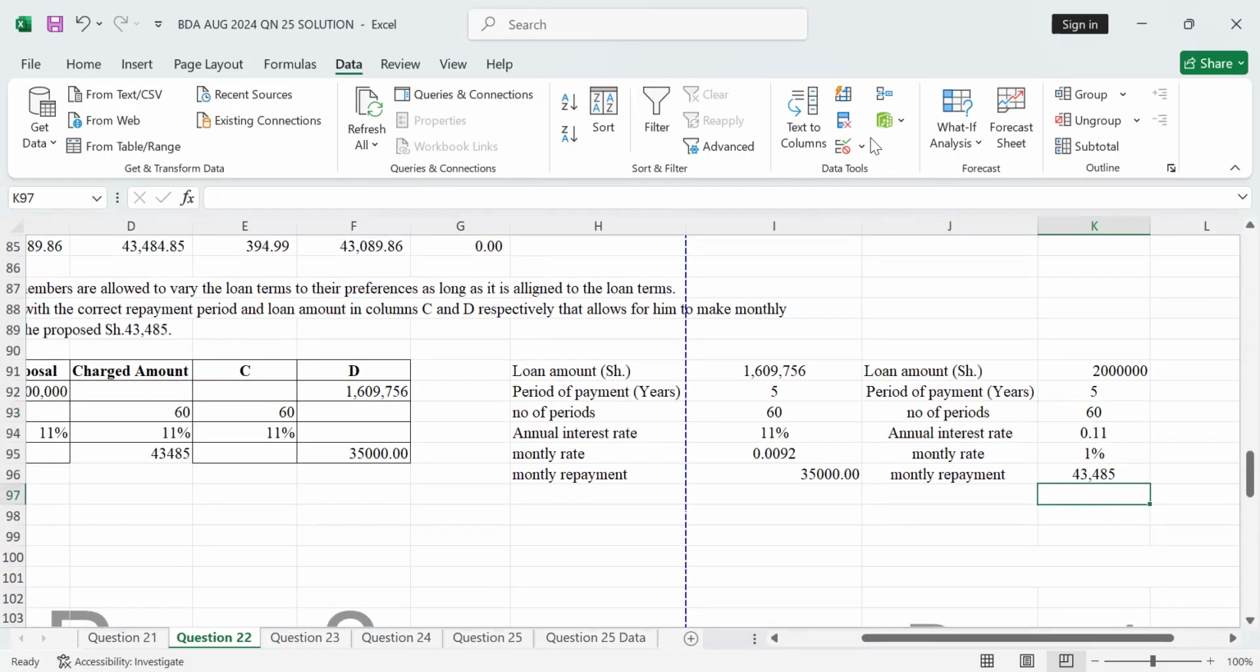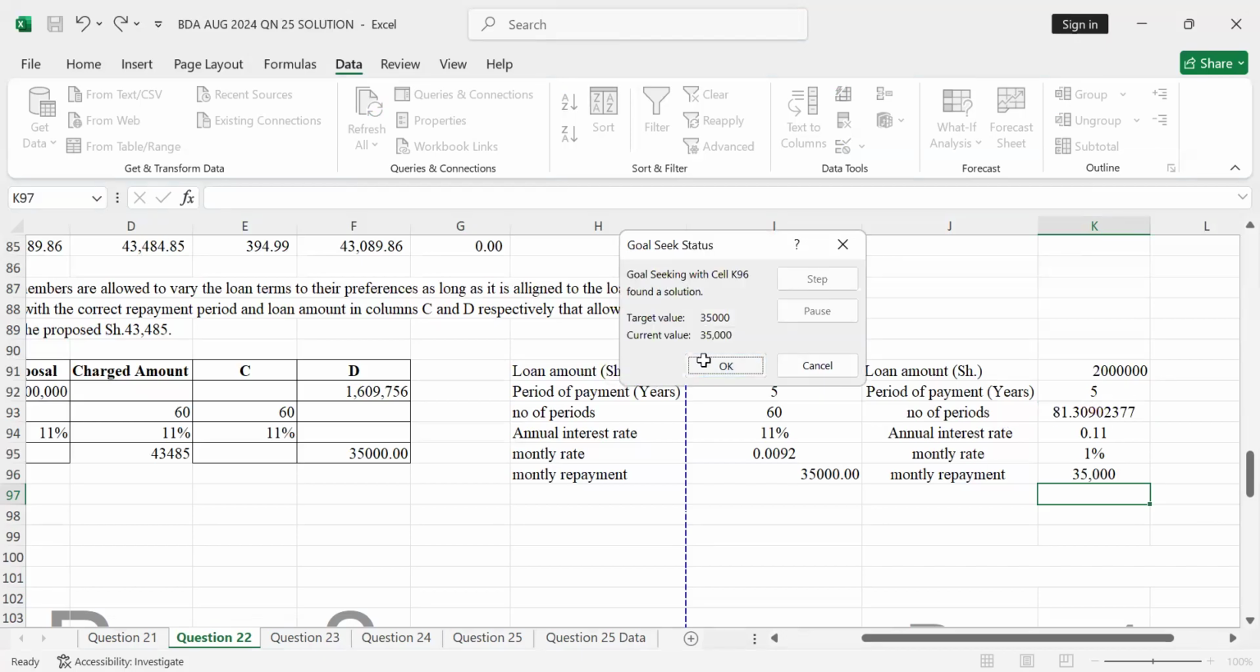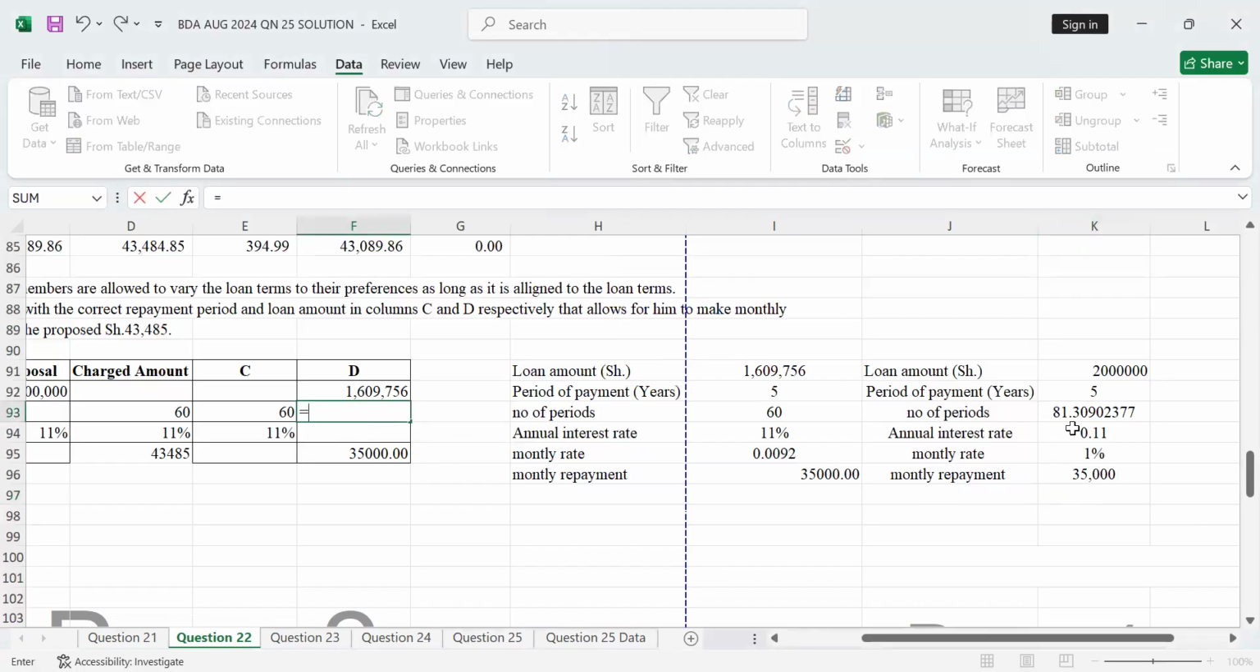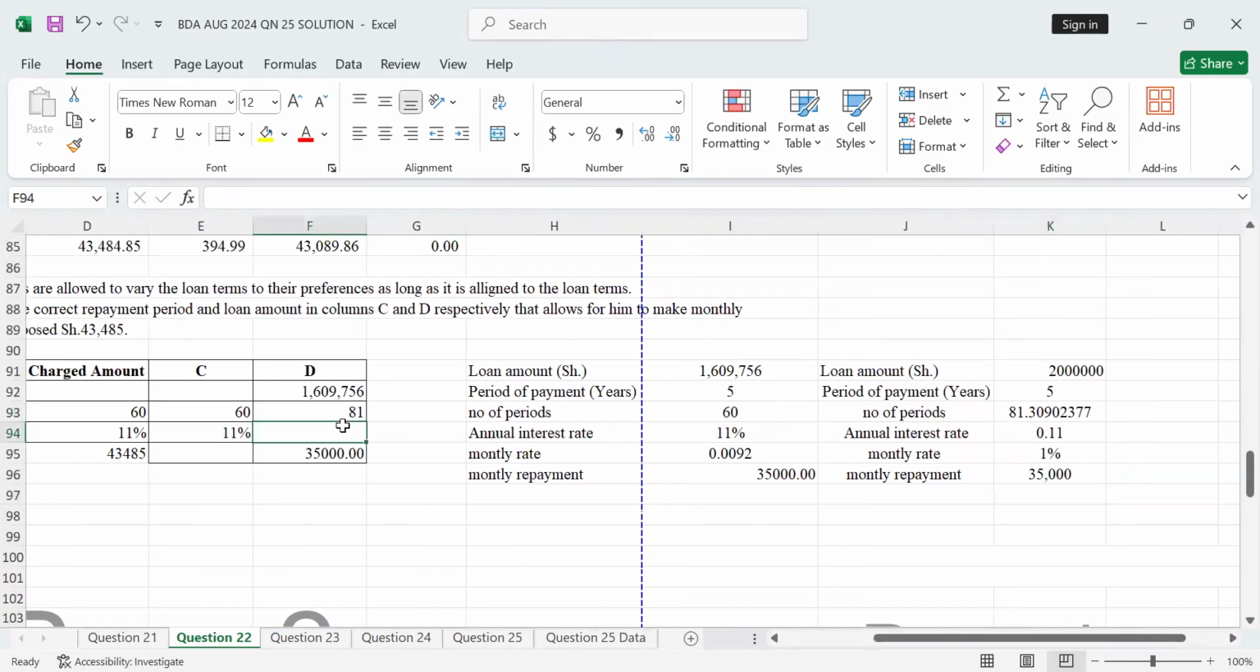Goal seek. Come here. Now here we are looking at the period. You know now this is the set cell. You set the cell to change to how much? 35,000. And what do you want it to change? We want this period. So it will change to how much? So it will be 81. So this is now the period here. It will just be equals 81. Or you can reduce the decimal. So this will be 81 days.